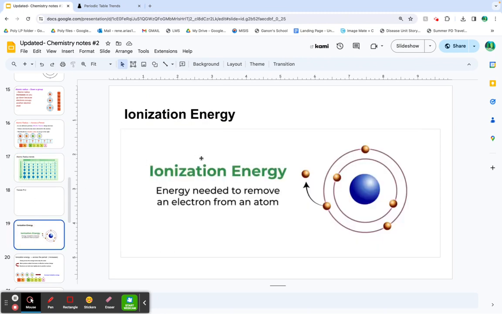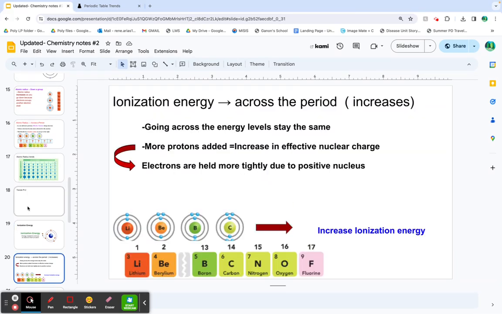Okay, so these are two new trends. We're grouping them together because they're very similar. So if you understand one trend, you should understand the other. Ionization energy is going to be the energy needed to remove an electron from an atom. It should be slightly more specific. I would add a valence electron. So it's the energy needed to remove a valence electron. Let's look at the trend for this.